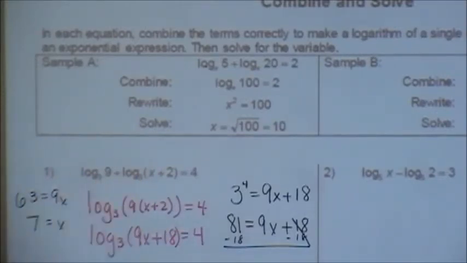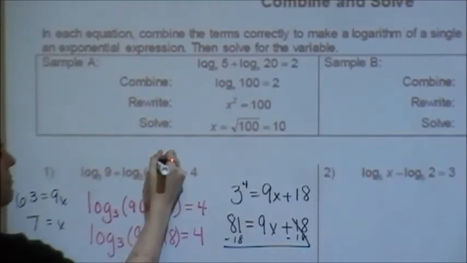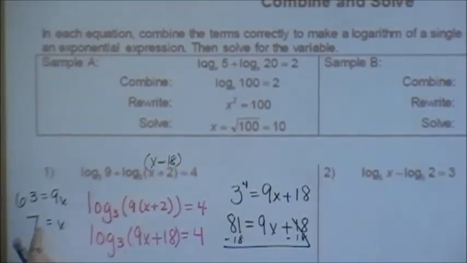Let's say that this was log of x minus 18, and I plugged 7 in. 7 minus 18 would give you negative 11. That won't work, because you can't take the logarithm of a negative number. So that would make it an extraneous root. But this time it's not. So you just have to look real quick and check.